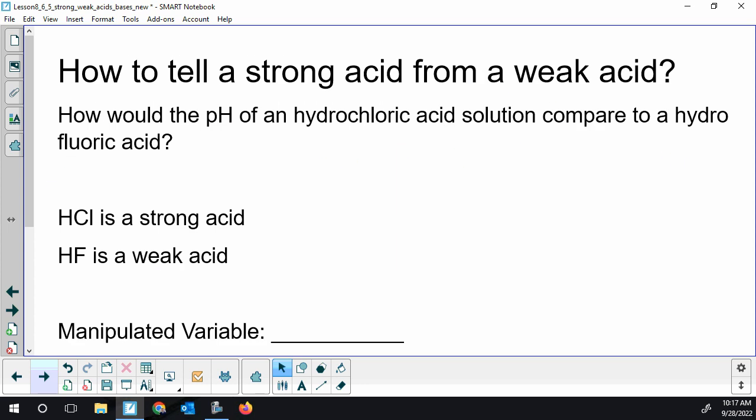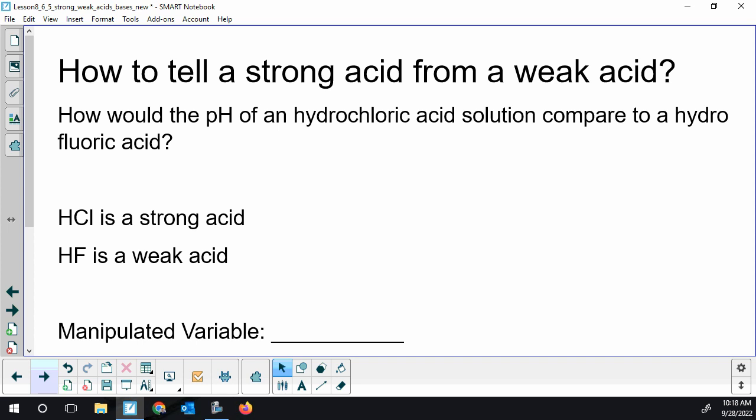We can tell a strong acid from a weak acid if we can set up an experiment correctly. Now, we often talk about manipulated and responding variables a lot, but good experiments hinge on controlled variables. Chemists have it a little easier with controlled variables. In biology, it's often incredibly difficult to control variables because the variables are often living organisms or cells.